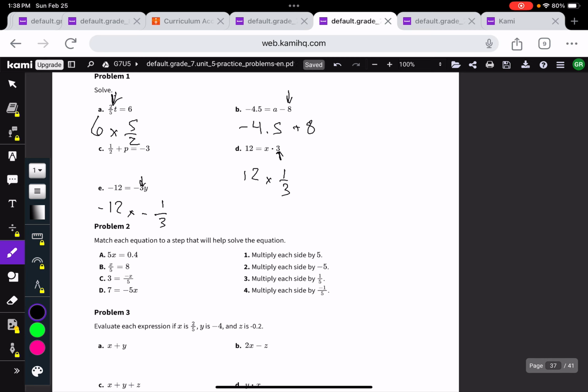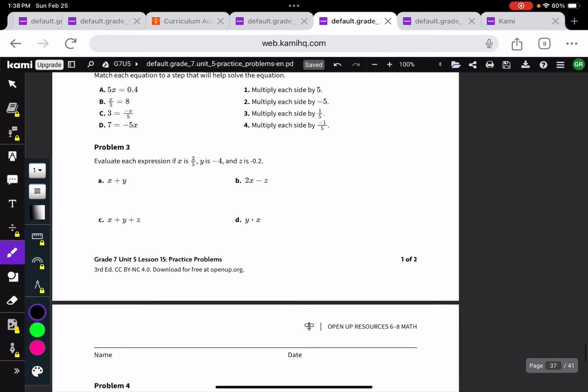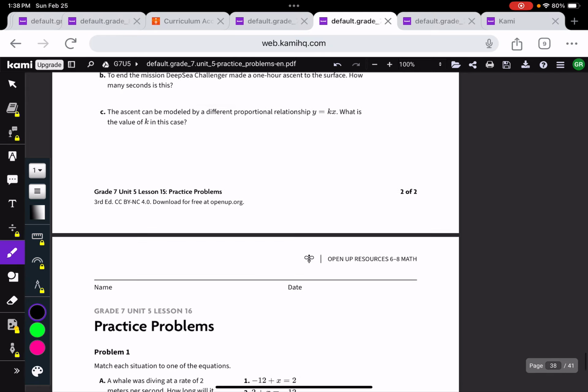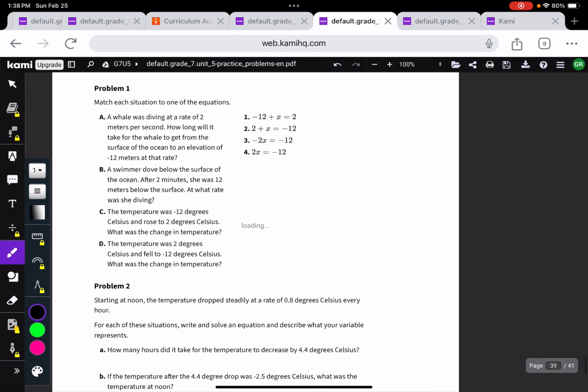Oops, I skipped letter C. I got to take that negative 3, and the additive inverse of a half is adding a negative half or subtracting a half. So that's how you solved all those. Problem 2, problem 3, I'm going to leave it up to that.